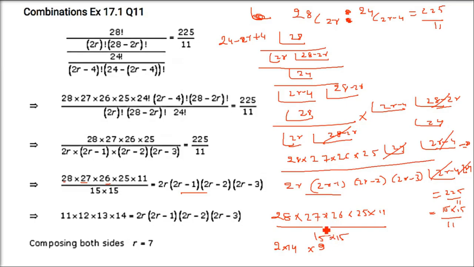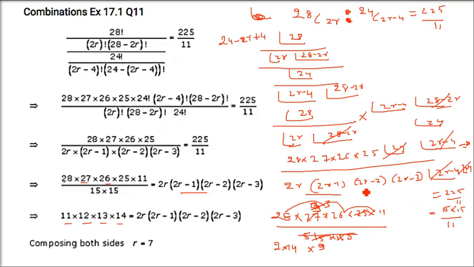So now 15 can be cancelled by 3. Whatever is possible, you can just cancel it and then try to write it in the way so that it equates to the variable side. Okay, I'm just giving you an idea. So 3 nines are 27 and this 5 gets cancelled. Now 5 cancels with 25. Now whatever is remaining, arrange in such a way so that you get 2r, 2r minus 1, 2r minus 2, 2r minus 3. So when you equate it, it will be 11 into 12 into 13 into 14, same multiplication will come. Result will be same.